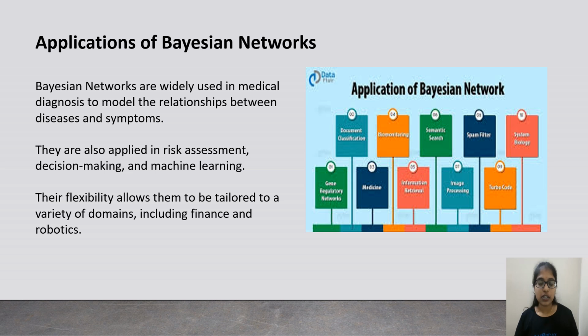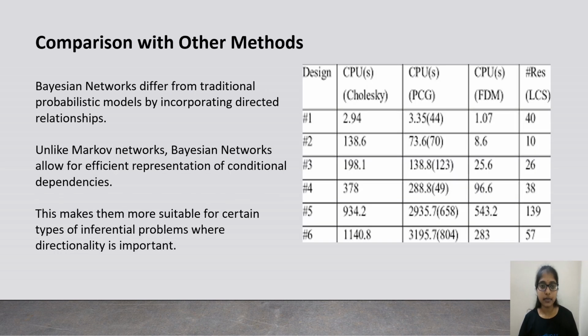Applications of Bayesian networks. Bayesian networks are widely used in medical diagnosis to model the relationship between diseases and symptoms. They are also applied in risk assessment, decision making, and machine learning. Their flexibility allows them to be tailored to a variety of domains, including finance and robotics.